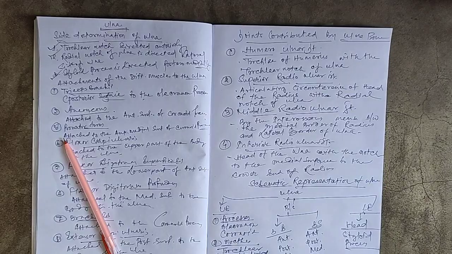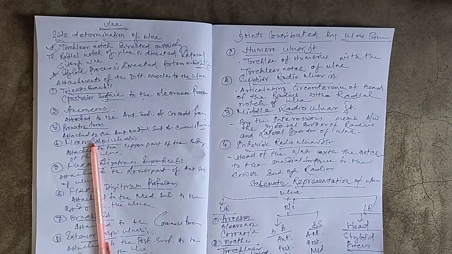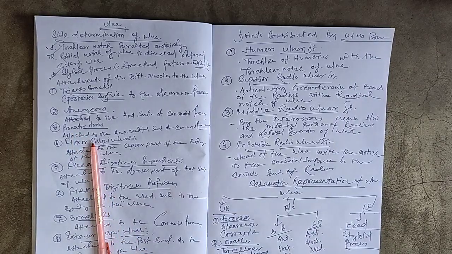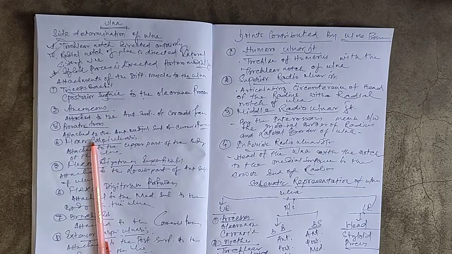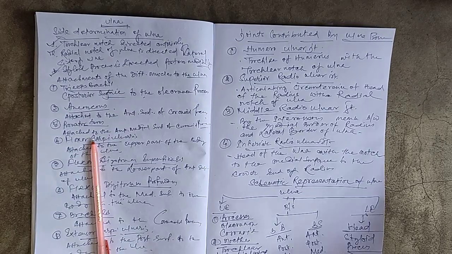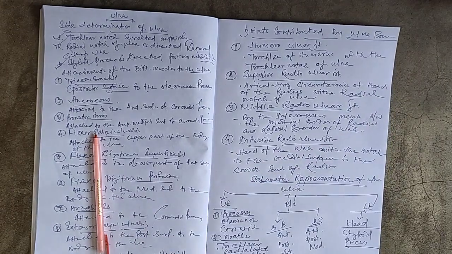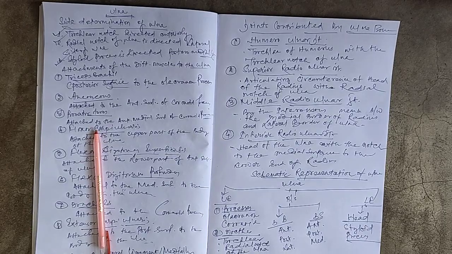Now we have discussed the attachment of the different muscles to the ulna. First, the triceps brachii is attached to the posterior surface of the olecranon process, then anconeus, pronator teres, flexor carpi ulnaris, flexor digitorum superficialis, flexor digitorum profundus, brachialis, and extensor carpi ulnaris. Then we discussed the ulnar collateral ligament, which is attached to the groove between the head and the styloid process of the ulna.